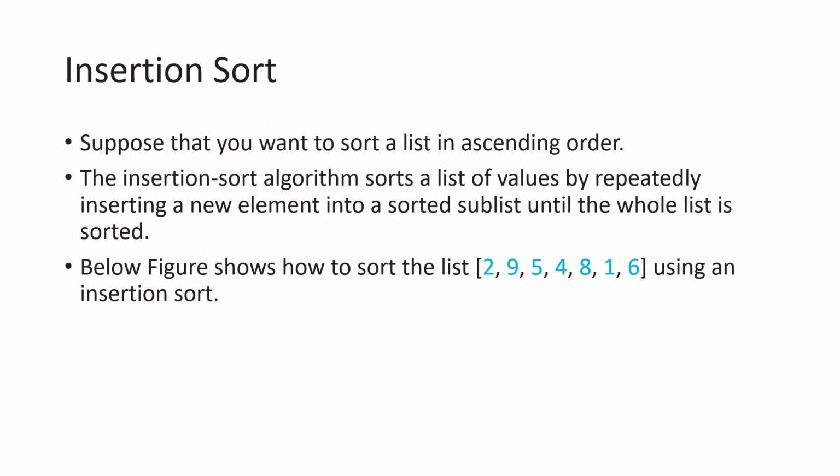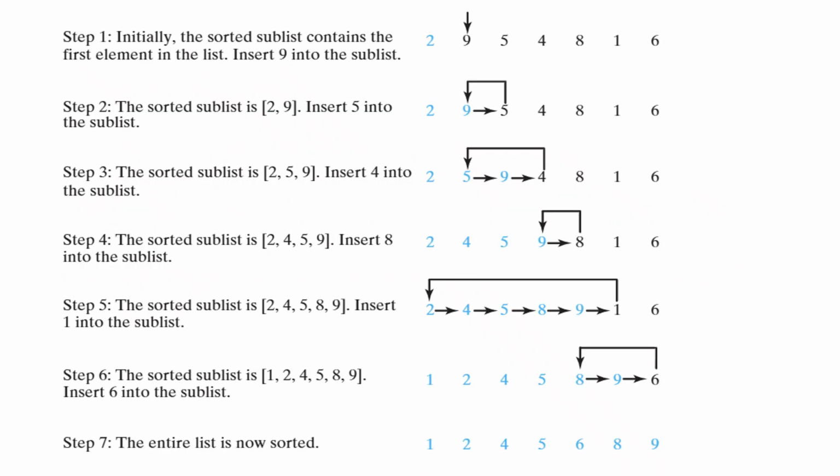Insertion sort. Suppose that you want to sort a list in ascending order. The insertion sort algorithm sorts a list of values by repeatedly inserting a new element into a sorted sublist until the whole list is sorted. The following figure shows how to sort the given elements using the insertion sort. Initially, the sorted sublist contains the first element in the list.